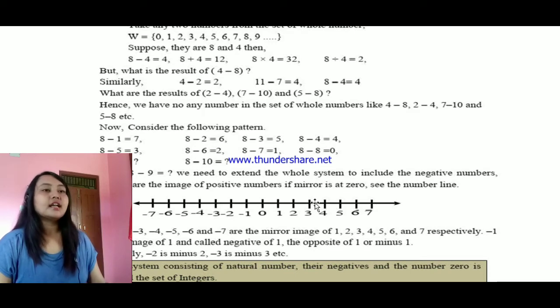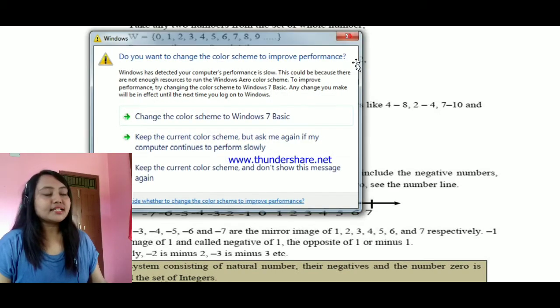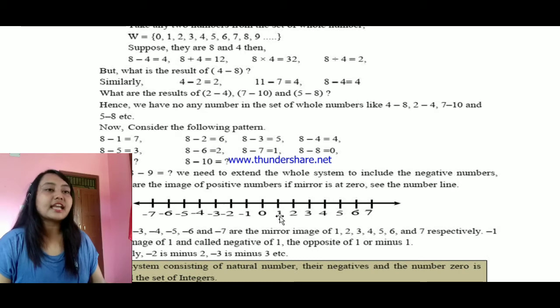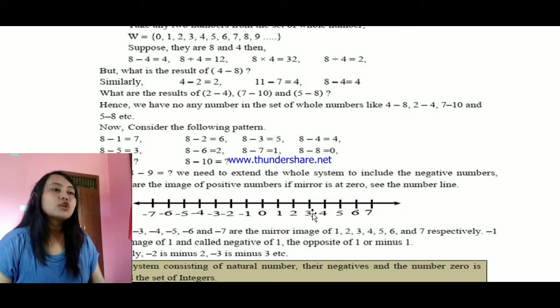You can see here, after 0 is 1, and on the left hand side is minus 1. So we call it the mirror of 1. That means when 1 is given, the reflection, the negative of 1, is minus 1. The negative of 2 is minus 2. The negative of 3 is minus 3. So there are the positive numbers, and there are their negatives also.